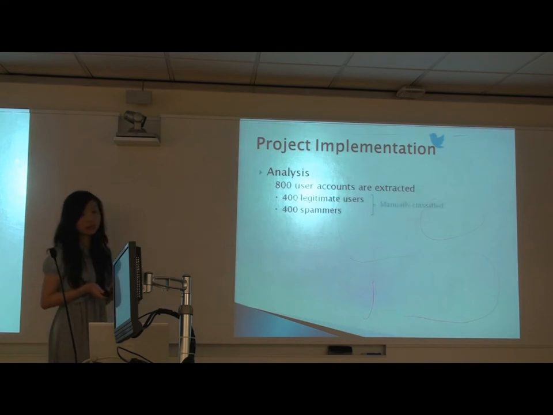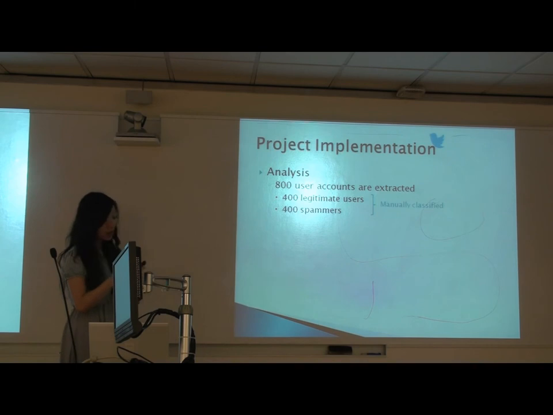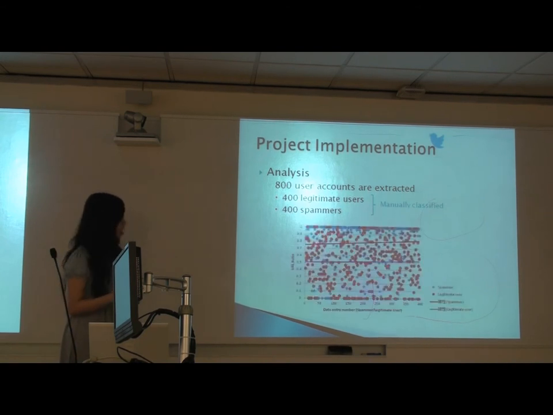So now go to the analysis part after the program is written. I've collected 800 user accounts from the Twitter server. 400 of them are legitimate users and 400 are spammers. They are manually classified. And then I will take the data, I will calculate the ratios based on the data I get from the Twitter server. And then I'll plot a scatter diagram like this.